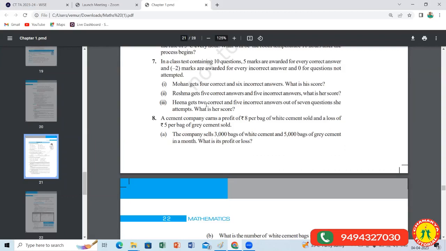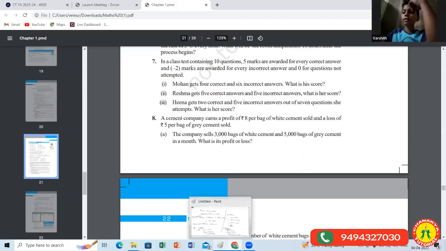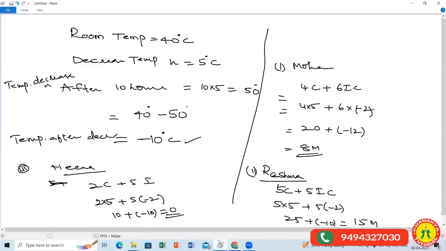Now this is a cement company, a profit. There are 2 types of cement being sold: white cement and gray cement. On white cement, profit earns 8 rupees. On gray cement, loss earning is minus 5. A company sells 3,000 white cements and 5,000 gray cements. That is only the number of bags. Profit you take as plus. Loss you take as minus.